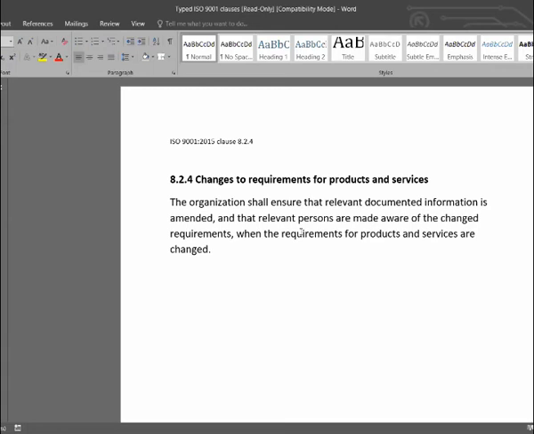For that scenario that we were given, let's start with the communication part of it. You see, the organization shall ensure that the documentation is amended and that relevant persons are made aware of the changed requirements. So for the relevant persons, we have claims and others, you need to see the communication that was done, maybe by email or by a memo. So relevant persons made aware, then the amendment: the organization shall ensure that relevant documentation is amended and the relevant persons are made aware.